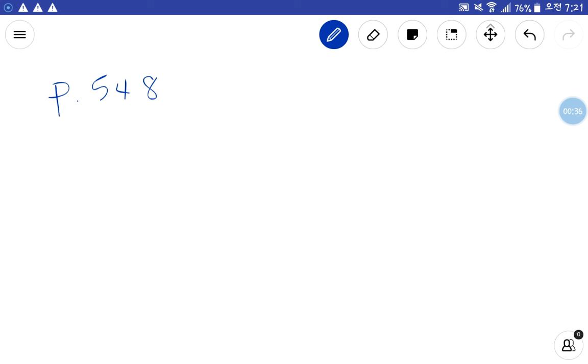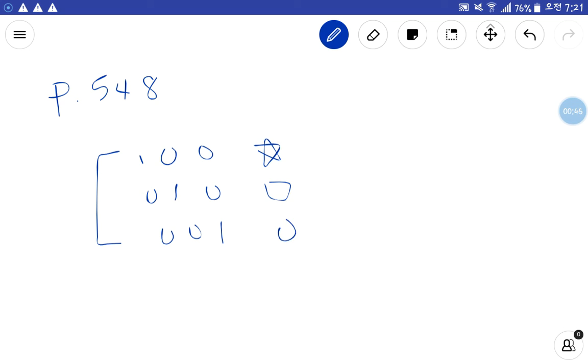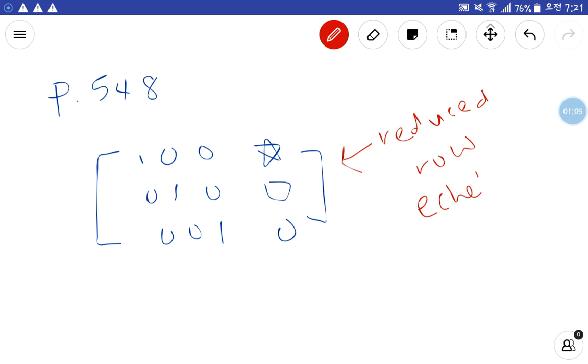Our goal is to make a 1 0 0, 0 1 0, 0 0 1, and we are going to have something here that would be our solution directly, right? This whole thing we call a reduced row echelon form. So it's a little bit different from just row echelon form, right?